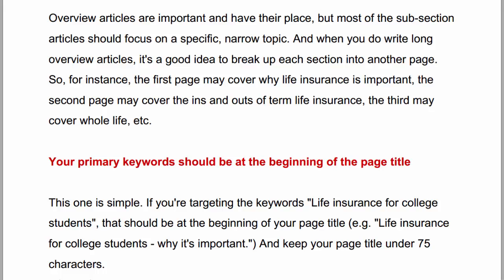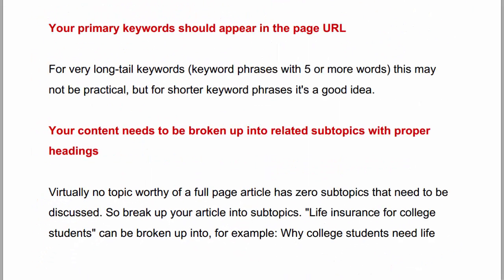Number 2. Your primary keyword should be at the beginning of the page title. This one is simple. If you're targeting the keywords life insurance for college students, that should be at the beginning of your page title. Your title might be Life Insurance for College Students, Why It's Important. And keep your page title under 75 characters long. Number 3. Your primary keyword should appear in the page URL. For very long tail keywords, keyword phrases with 5 or more words in them, this may not be practical, but for shorter keyword phrases, it's a good idea.